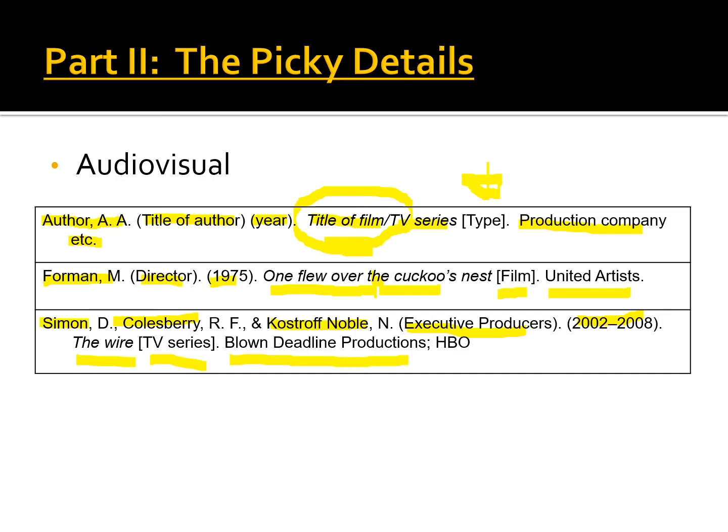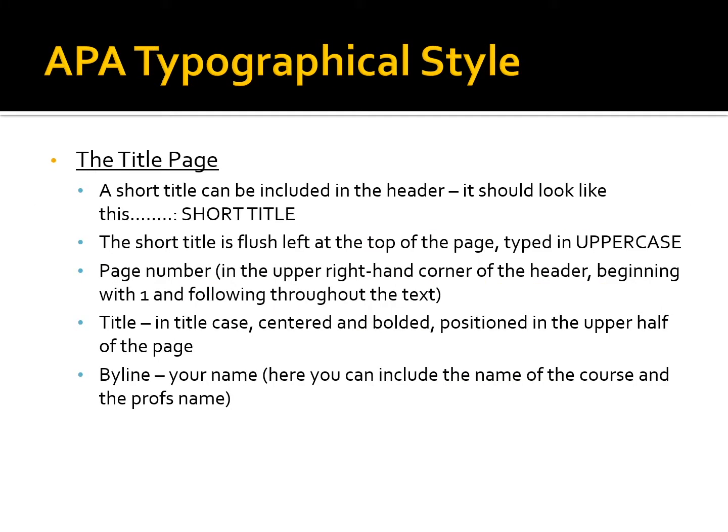So I specify in hard brackets that I am citing the entire series. And then I provide as much information about the production company as I can. So this was produced by Blown Deadline, and it was aired on HBO. Notice that's separated by a semicolon.